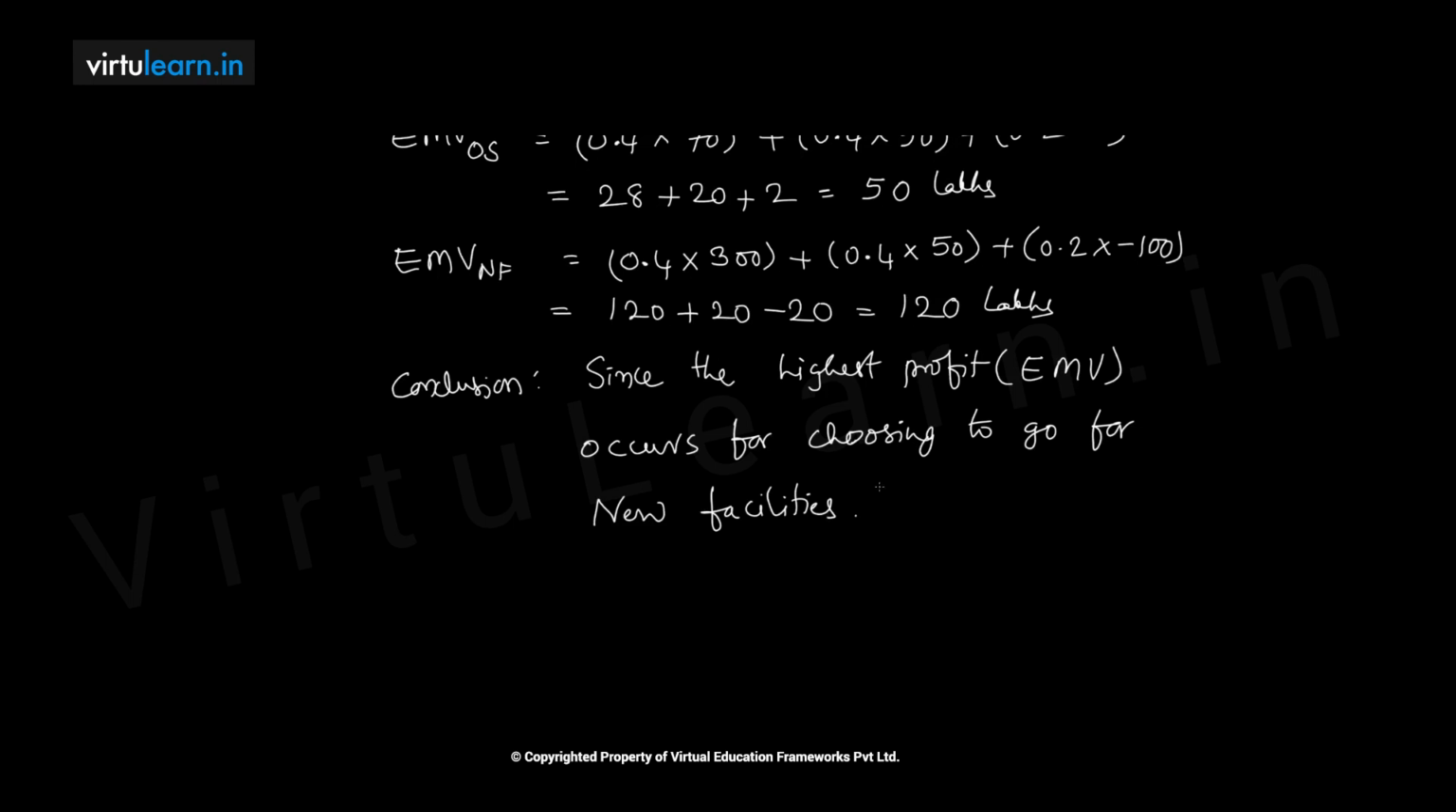So this should be the choice of the company. This is how we have to arrive at it. So based on the EMV, the company has to make the choice. So wherever the EMV is highest, that should be the choice. This is how we will use the decision trees in management.